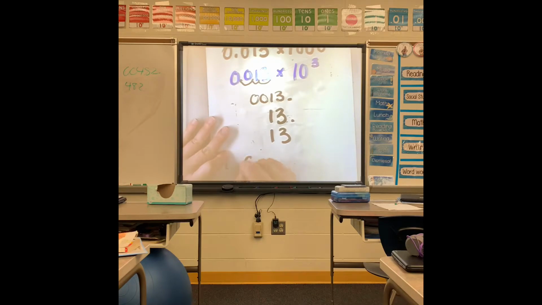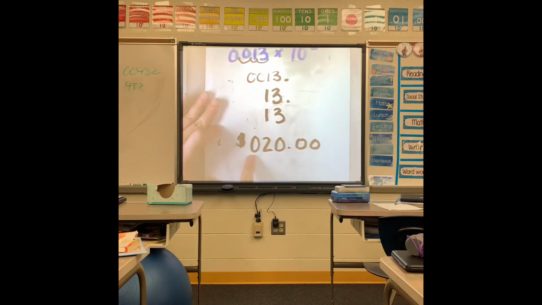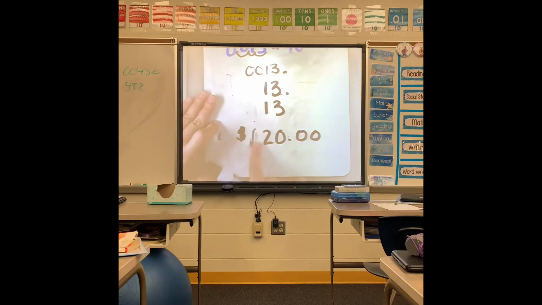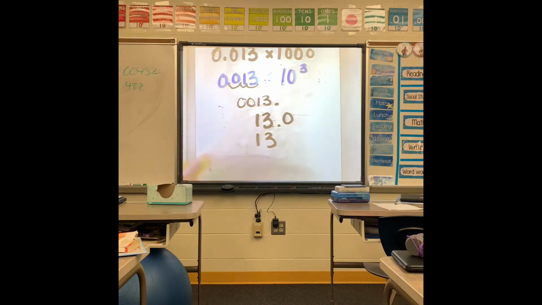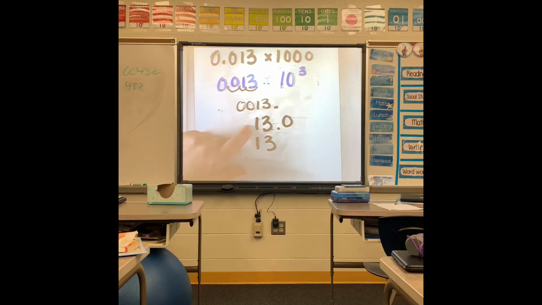For example, if I said, okay, here's my $20, you don't have to put that 0 there. You can take that 0 out. You also don't even have to put your change, and people still understand that that's $20. So that's the same thing with 13 here. You could add a 0 at the end if you want, as long as you have a 1 in the tens place and a 3 in the ones place.